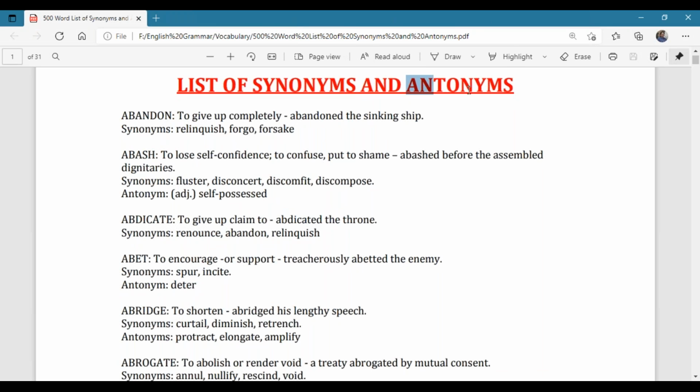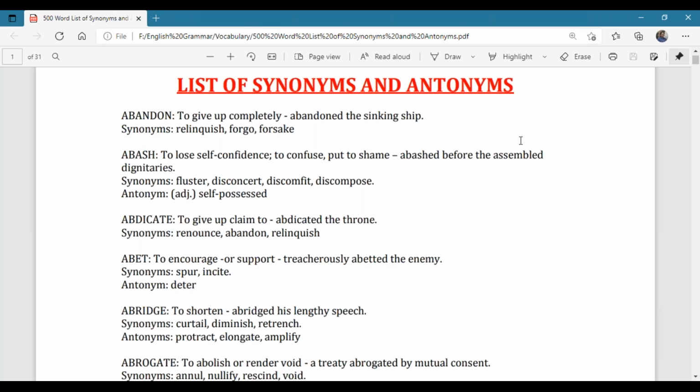Do you all know what a synonym is and what an antonym is? Can anyone tell me? Synonym is similar meaning. Yes, correct. A synonym means a word which carries the same kind of meaning. Antonym is the opposite word. Correct.